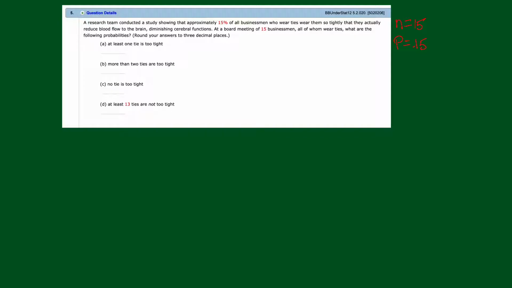Now we have a formula for binomial probabilities. It is the probability that x, the number of successes, is equal to r: n choose r, times p to the r, the probability of success to the number of successes that you want, times q, the probability of failure, to the number of failures that you want. Now, in part A, what we want is this.